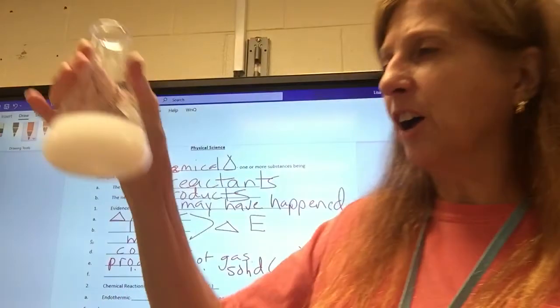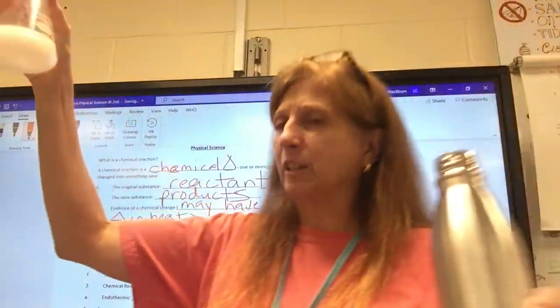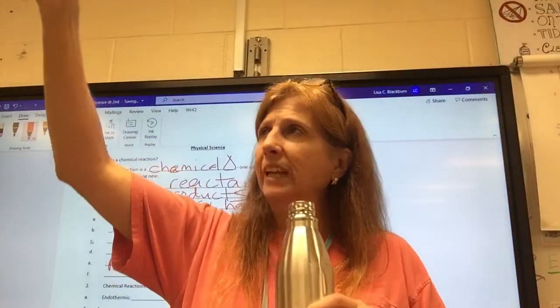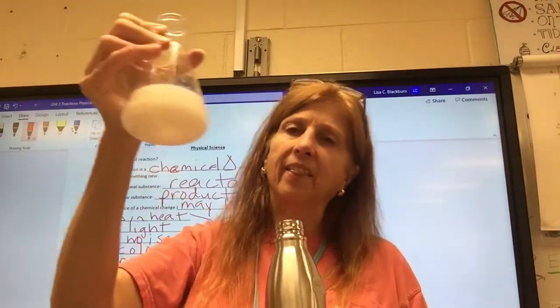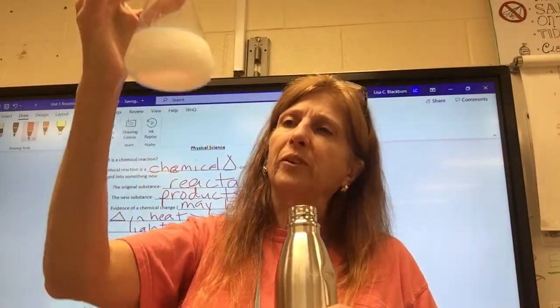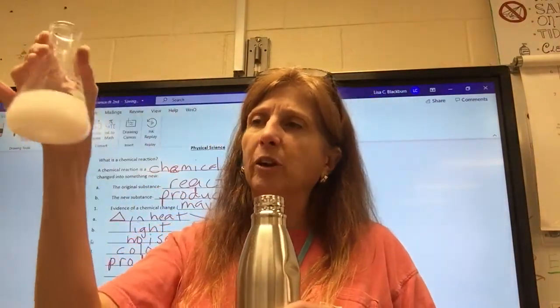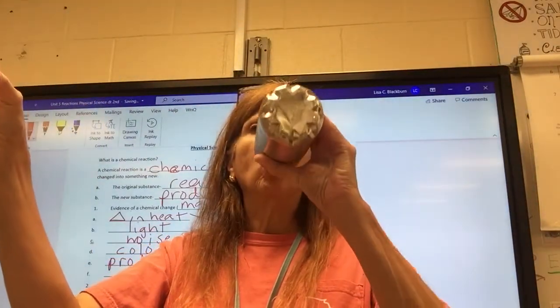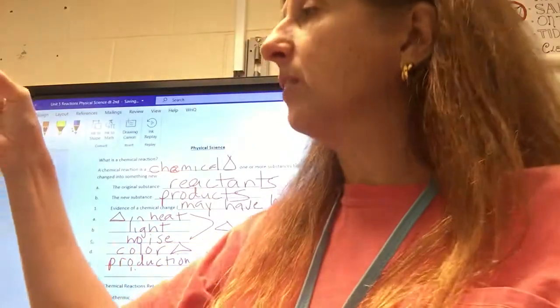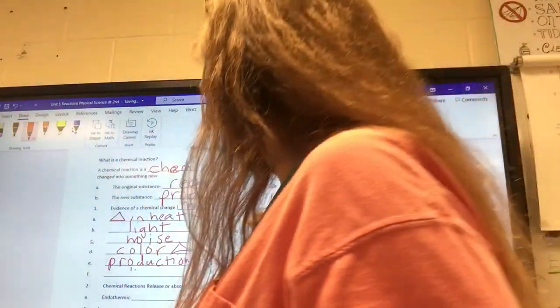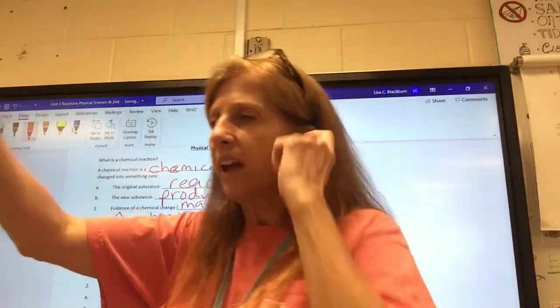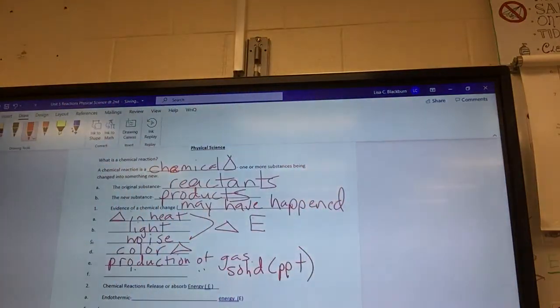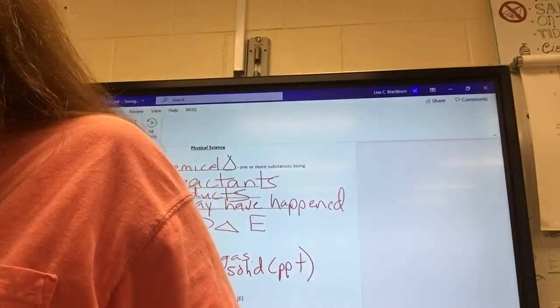So this would be considered a solid precipitant. It got cloudy. It's got a solid in it. If I let this sit long enough, the solid would settle out and it would all go to the bottom. There'd be a white powder on the bottom. So I wanted to show you the last one, the production of this solid. These are evidence that a chemical reaction has happened.